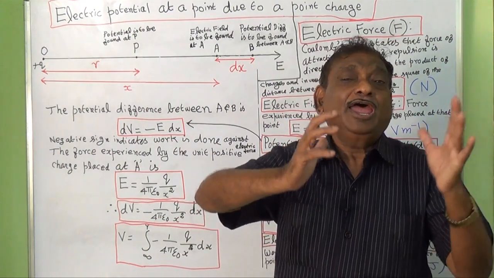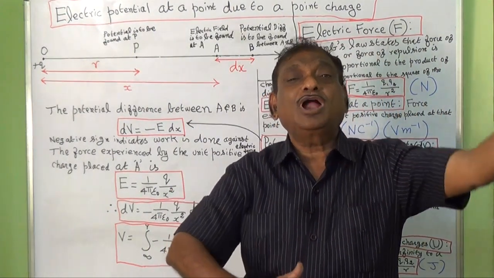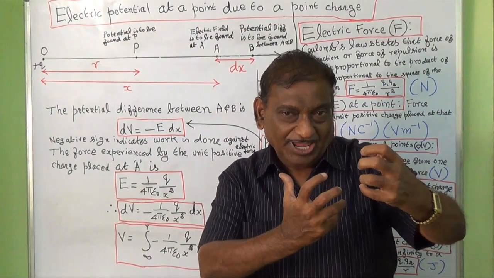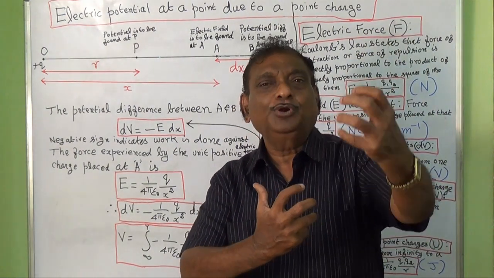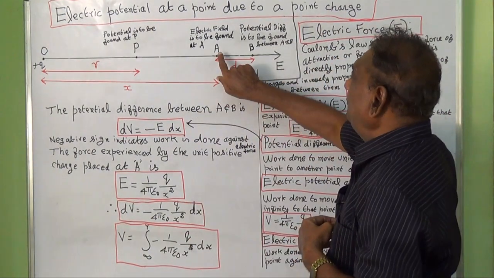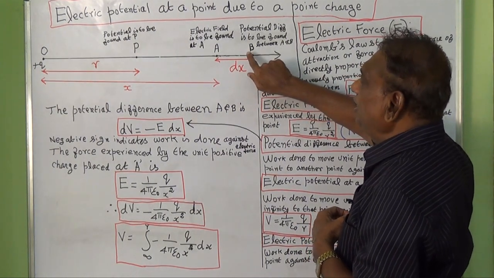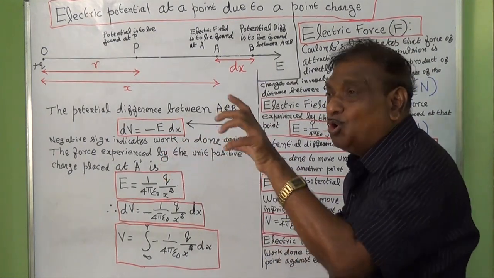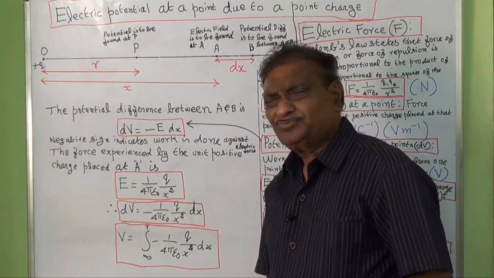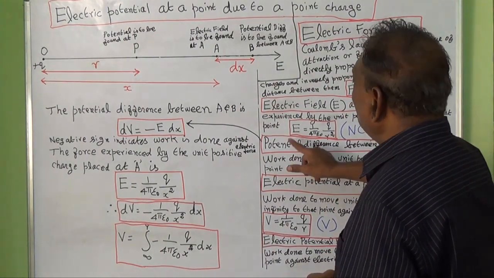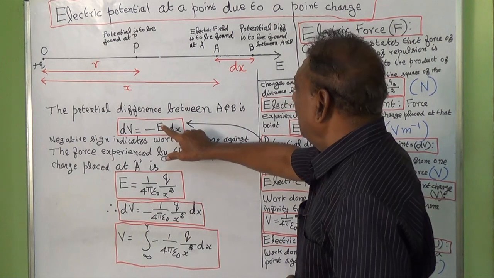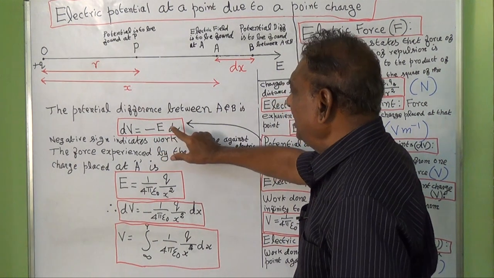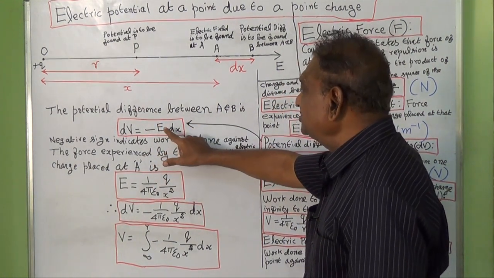Why should we move the unit positive charge from one point to another point? Because there is a repulsive force. In that repulsive force field, the unit positive charge is coming from A to B. We are going to do the work against this repulsive force. What is the formula for potential difference? The formula for the potential difference between 2 points A and B is dV equal to minus E dx.